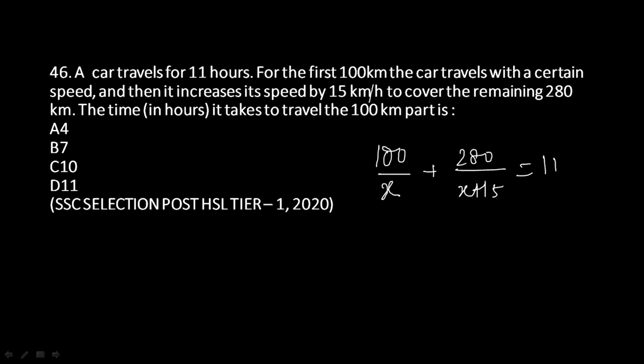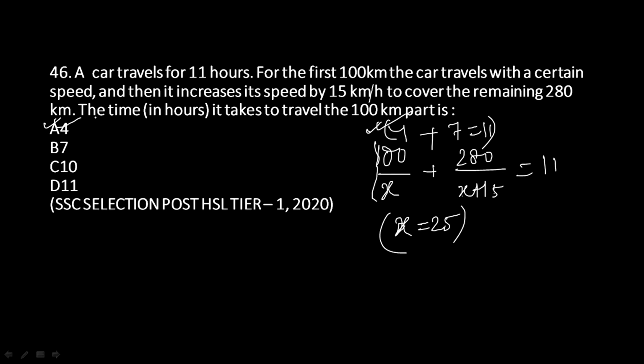We are taking 25. If x is equal to 25, then 100 by 25 will be 4, and 25 plus 15 is 40, so 280 by 40 is 7. So total is 11. Clear? This is how we are assuming x equals 25. So this is actually required. This 4 is the answer.